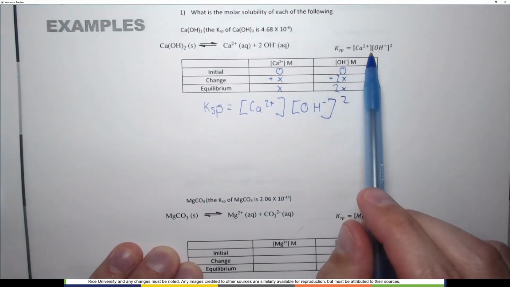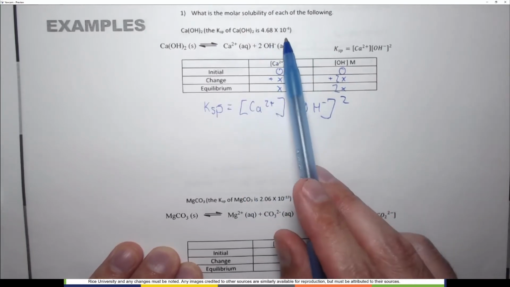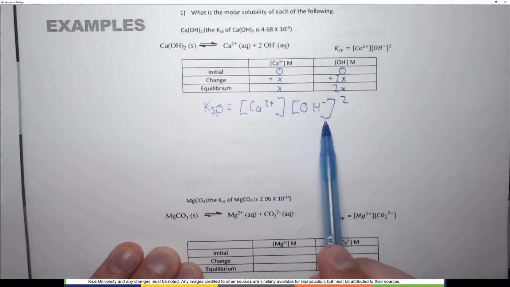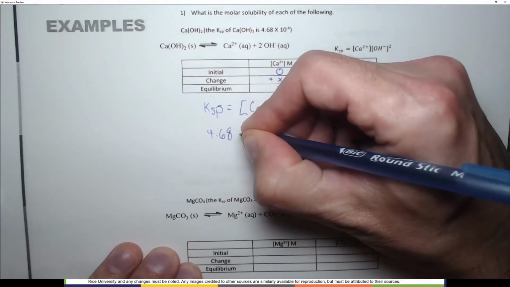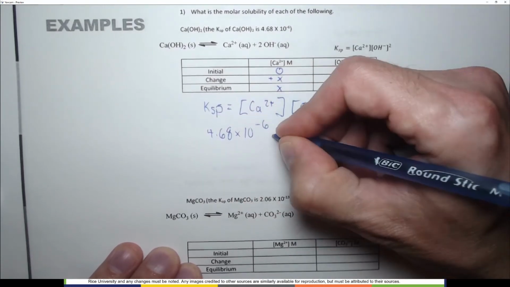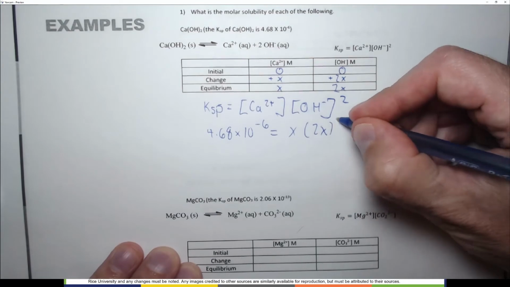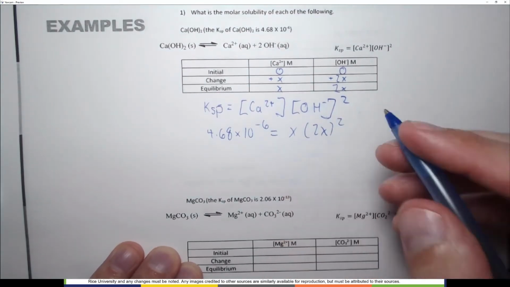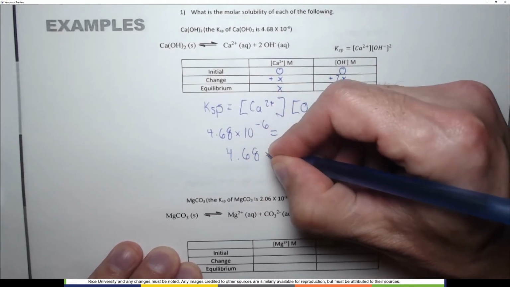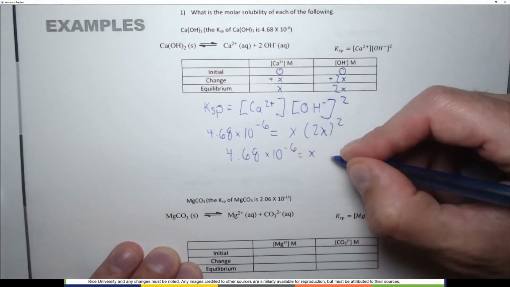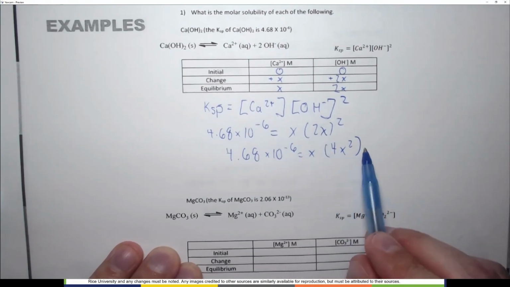Okay, I forgot, it wasn't actually given to us either. We did it in the previous question. So we have the KSP value. We looked that up. You can find them on the internet, as I mentioned. And now we have X and 2X. So we take the KSP value, which is 4.68 times 10 to the minus 6 equals X times 2X squared. 2X squared is 4X squared. So we get 4.68 times 10 to the minus 6 equals X times 4X squared. We have to square both the 2 and the X. So we get 4X squared.